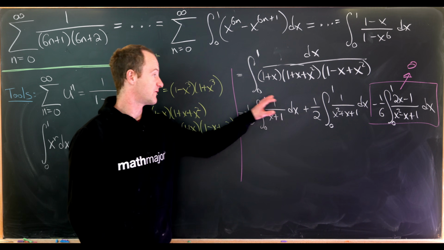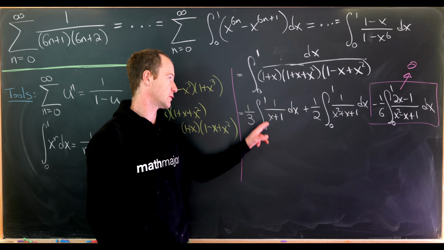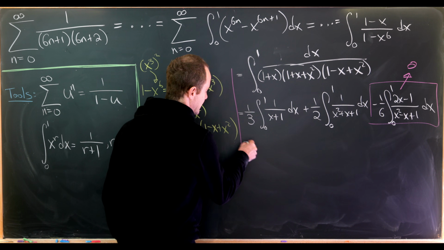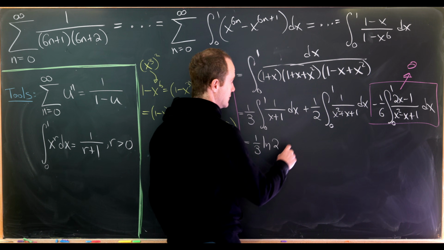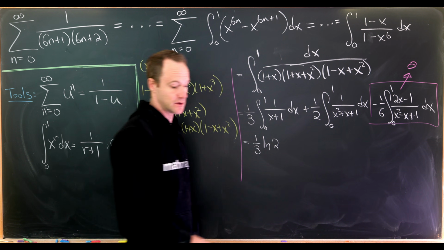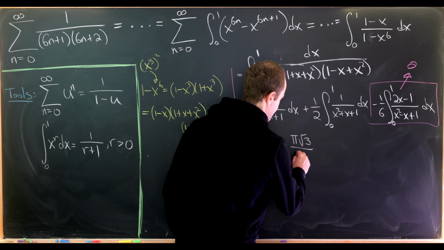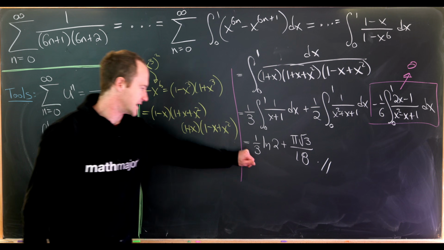And then this first one is not too bad. It's just the natural log of x plus 1 evaluated at 1 and 0. That'll give us the natural log of 2. So in the end, this will be 1/3 times the natural log of 2. And then this is going to be a half times our previous result. So in the end, that'll be pi times the square root of 3 over 18. And that gives us our final answer.